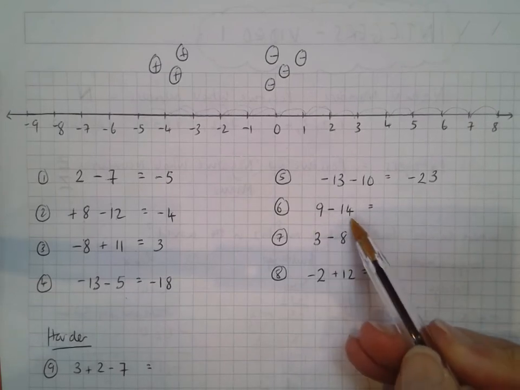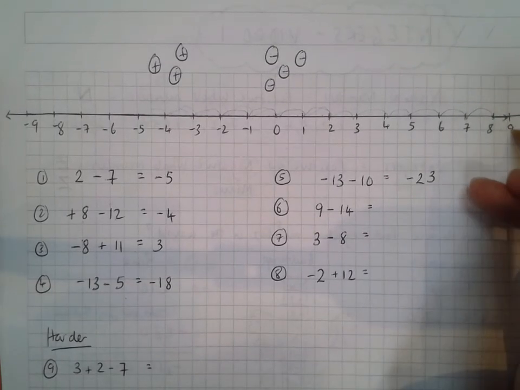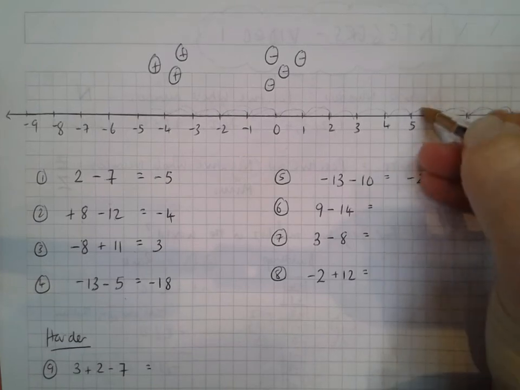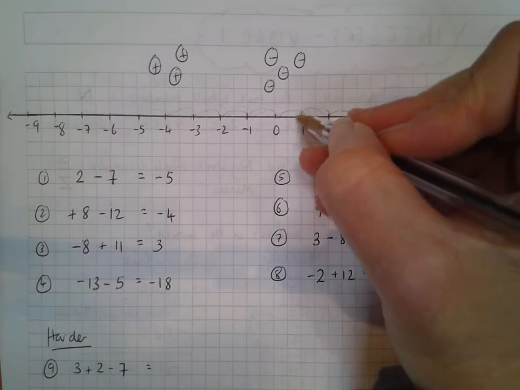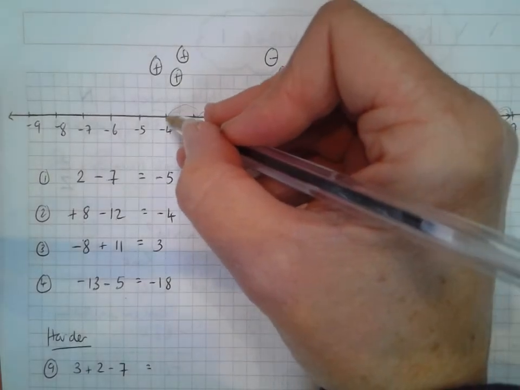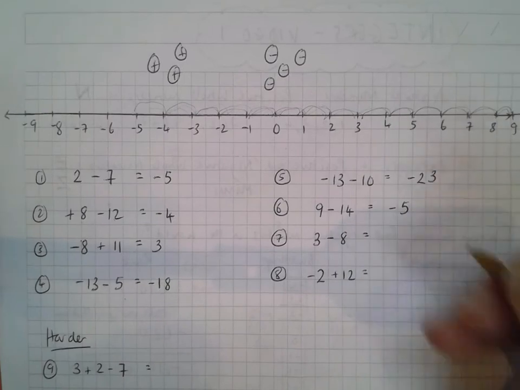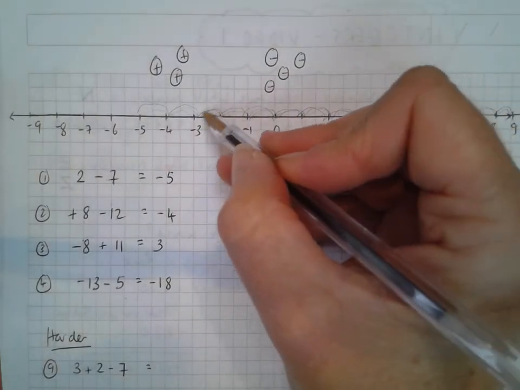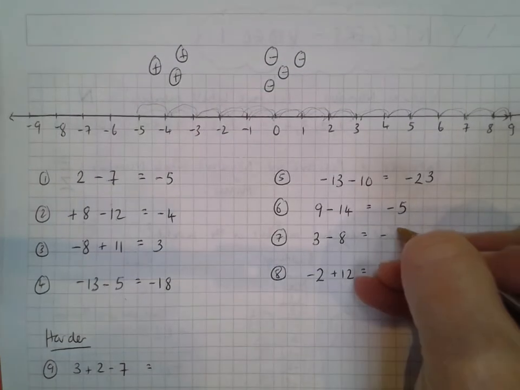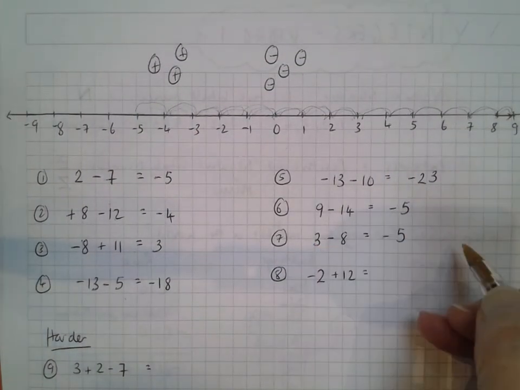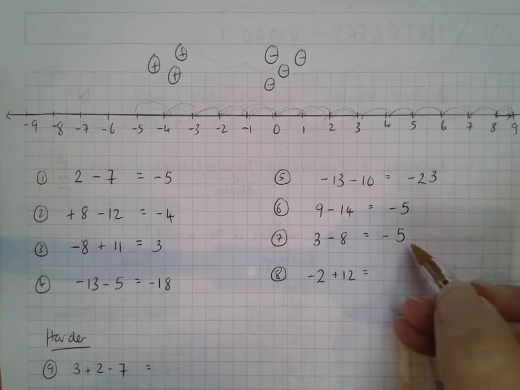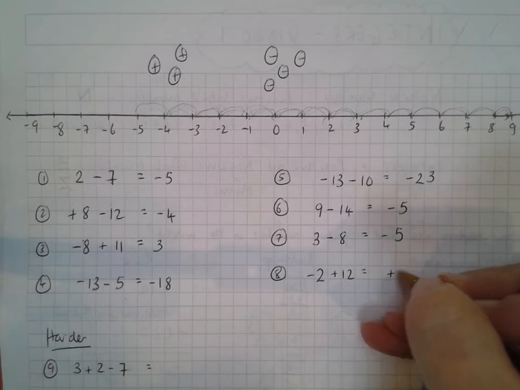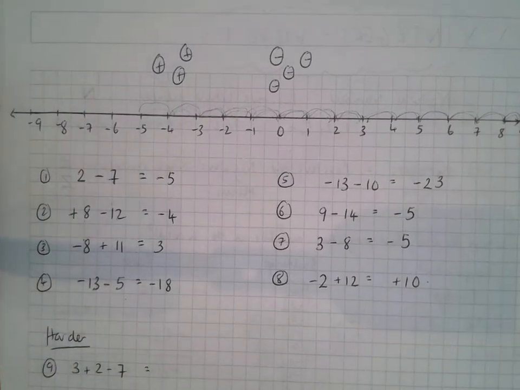9 minus 14, well, let's pop in a 9 here. Start at 9 and move 14 spaces to the left. 1, 2, 3, 4, 5, 6, 7, 8, 9, 10, 11, 12, 13, 14. So there's minus 5. 3 minus 8. 1, 2, 3, 4, 5, 6, 7, 8. The answer is minus 5 as well. Or 3 positives and 8 negs meet each other and they have a result of minus 5. And minus 2 plus 12. The positives win by 10. So the answer is plus 10. Well done if you got all of those right.